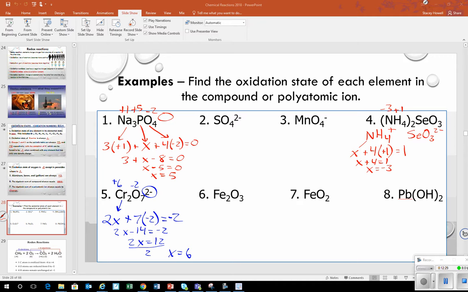I do the same thing over here with selenium. So selenium I don't know, plus 3 times -2 is going to equal -2. So we're simplifying down. X minus 6 equals -2. Add 6 to both sides, x equals 4. So this is a +4 when oxygen is a -2.